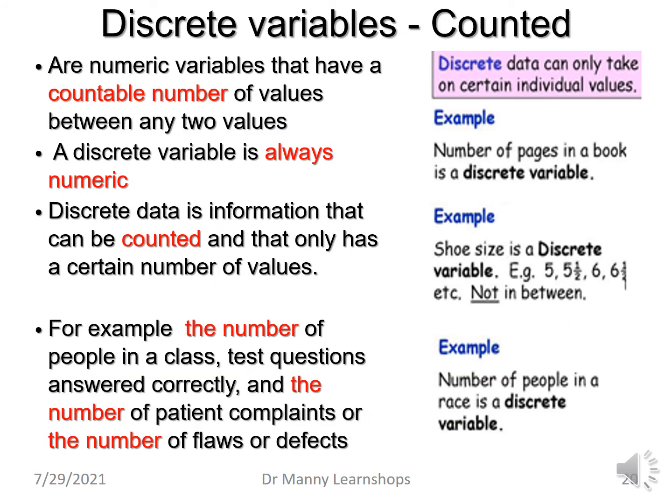Discrete variables are counted. They're numeric variables that have a countable number of values between any two values. A discrete variable is always numeric. Discrete data is information that can be counted, and that only has a certain number of values. For example, the number of people in a class, test questions answered correctly, the number of patient complaints, or the number of flaws or defects in an object.